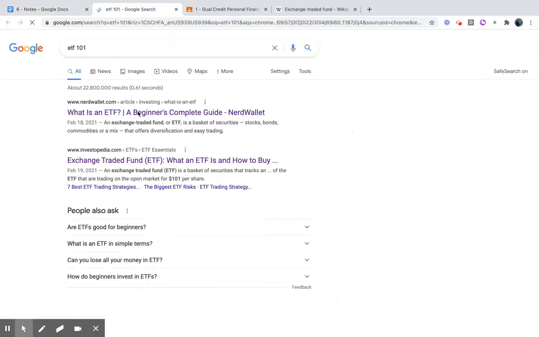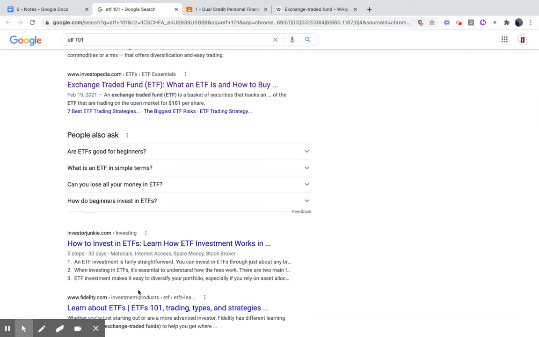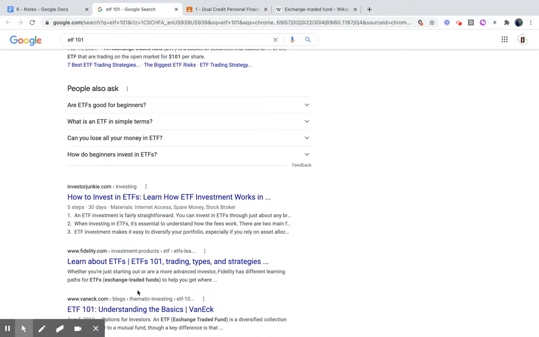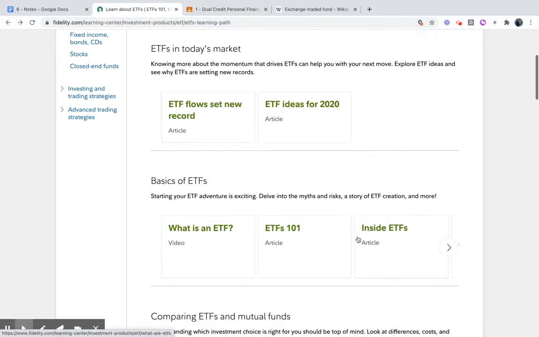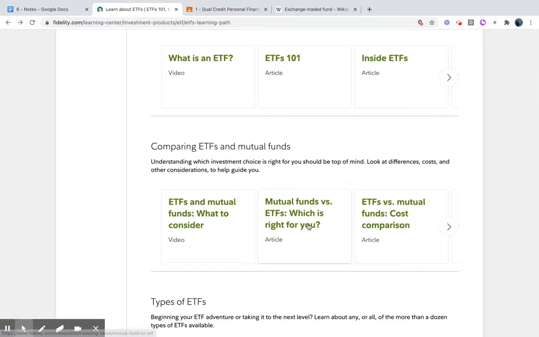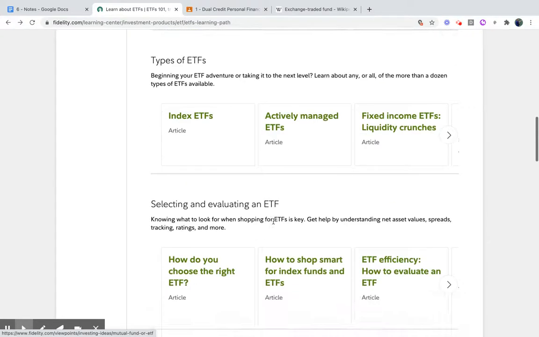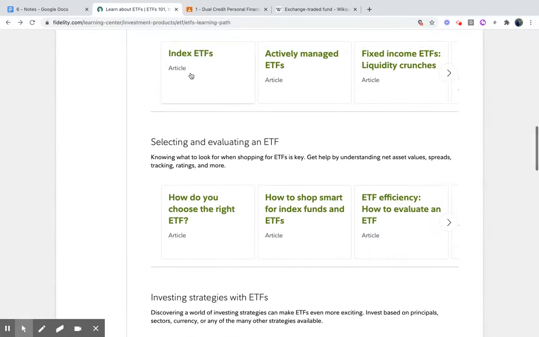ETF 101. So some more just talking about ETFs. Are they a good investment? How does it work? I think we kind of touched base on those pretty well, what they are and how they work. So this is Fidelity. We're going to add this one about their ETFs. If it's something that you're interested in, they have a lot of articles here to touch base a little bit more, maybe explain it a little bit differently. Talk about mutual funds, which one is right for you. There's different types of ETFs, right? So we talked about our indices, how to choose the right one.